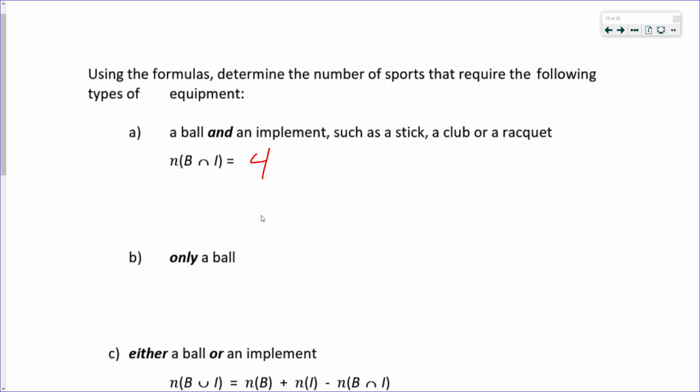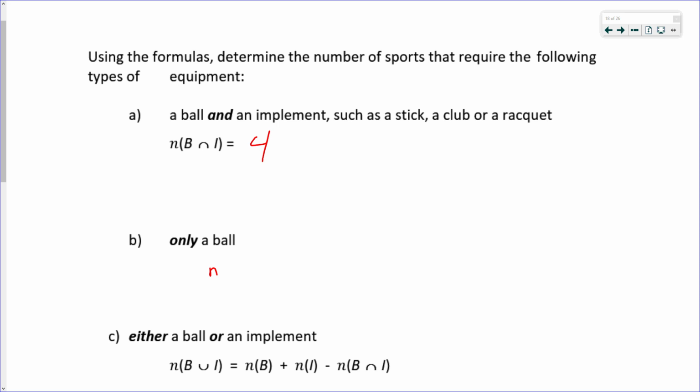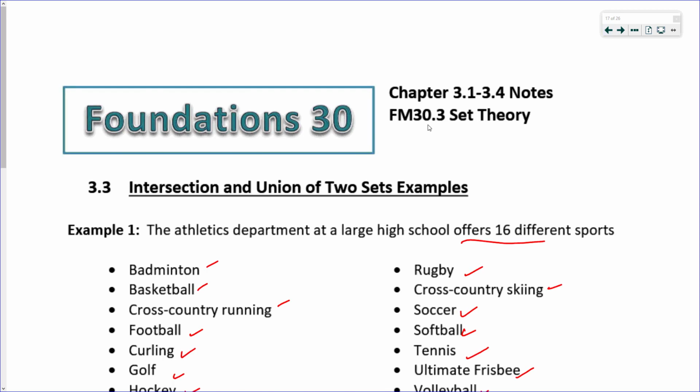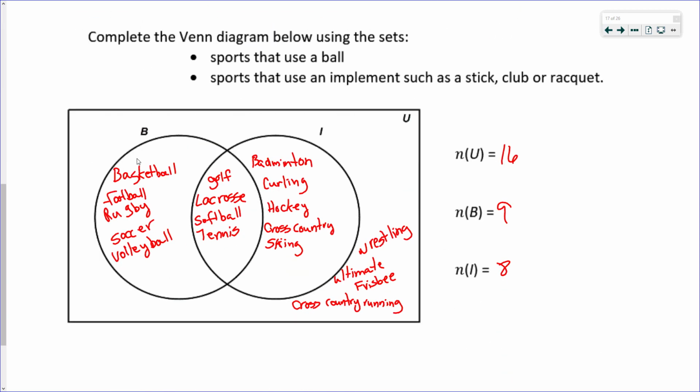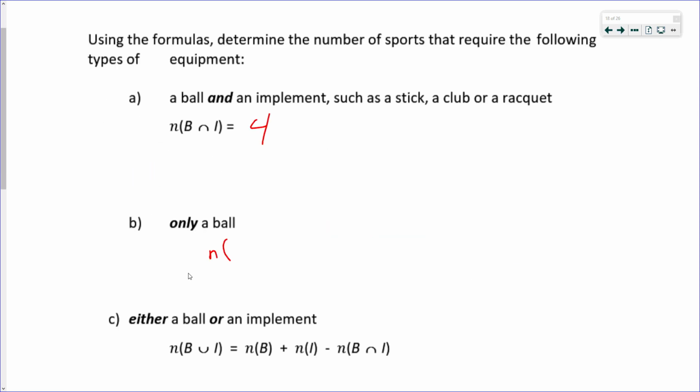So we want only a ball. So my notation for that one, I'm going to use N for number. And then for only a ball, so what I want is this piece of my circle. So it's got 1, 2, 3, 4, 5 all together. And the notation I use for that is I'm going to say B because I'm focusing on ball, but I only want ball, so it's going to be minus what's in I. So it's B minus I, and so that leaves me with the 5 that are just using a ball.